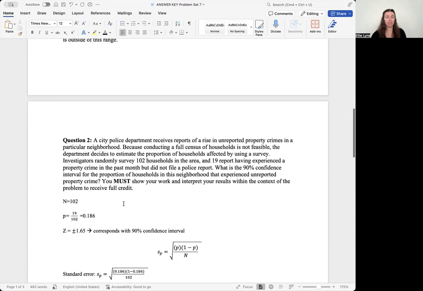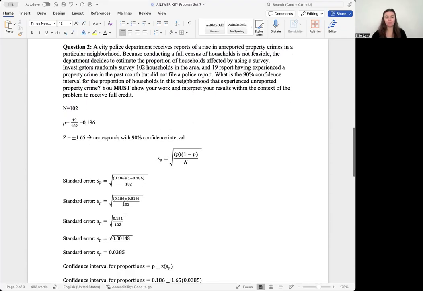Okay. Let's move on to question number 2. A city police department receives reports of a rise in unreported property crimes in a particular neighborhood. Because conducting a full census of households is not feasible, the department decides to estimate the proportion of households affected by using a survey.